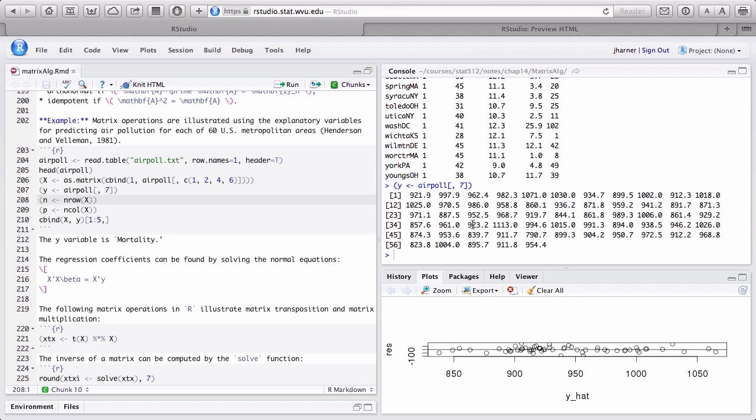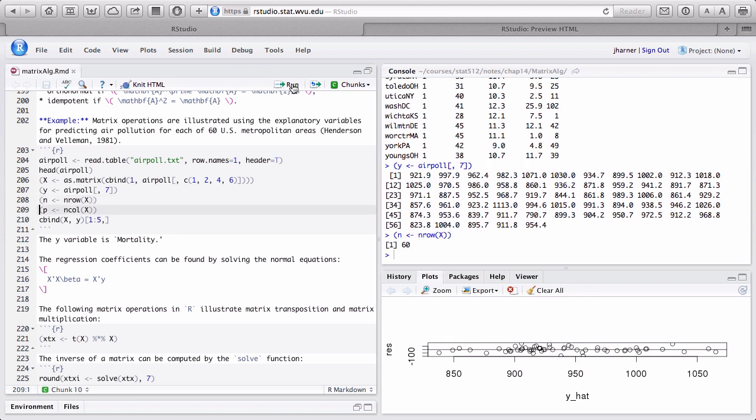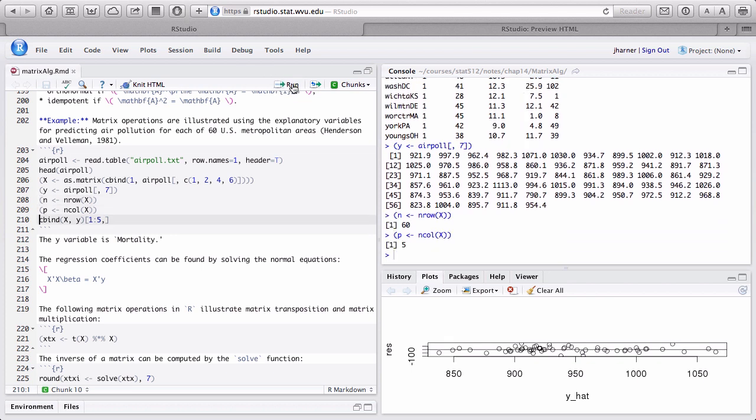This is the vector corresponding to the response variable, which is mortality. So Y is mortality. And then I can get the number of rows, and as you can see, that's 60. There are 60 cities. And P, there are 5 columns, the number of columns of X, and that includes the intercept. So there are 4 predictors plus the intercept.